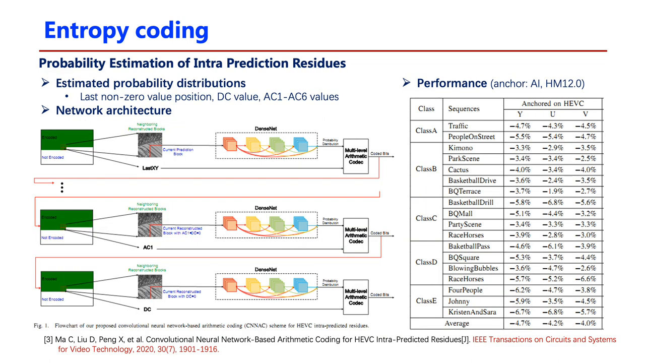A larger proportion of the bitstream is related to residual coefficients. So here is probability estimation for the prediction residuals. The probability distributions of syntaxes such as the last non-zero value position, the DC value, and the first to sixth AC values are estimated by a neural network.